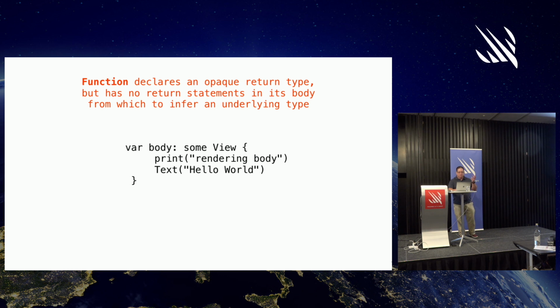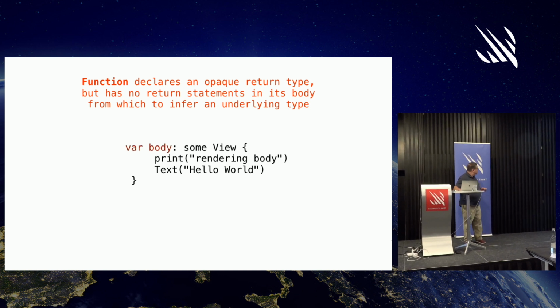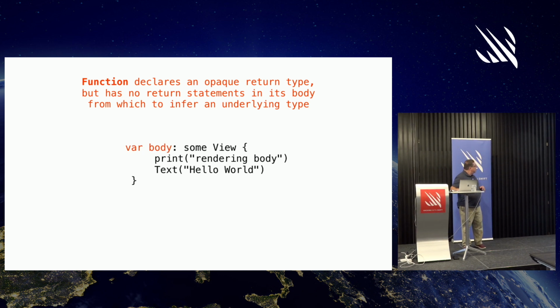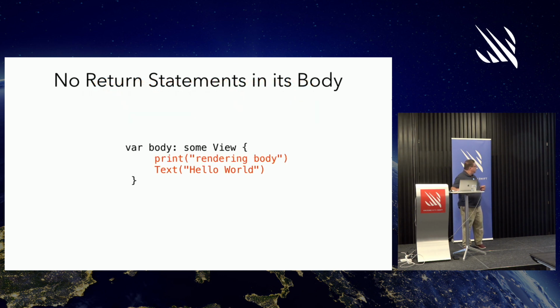So something about, there's a function, and you say a function, it's a computed property, but okay, I'll live with that. It declares an opaque return type, and I don't know what that is yet. It's a some View thing. It has no return statements. Well, it didn't used to have a return statement. No return statements in its body. So why did it work when I didn't have a print statement, still no return, but now it doesn't? And of course, the key is Apple hates you.